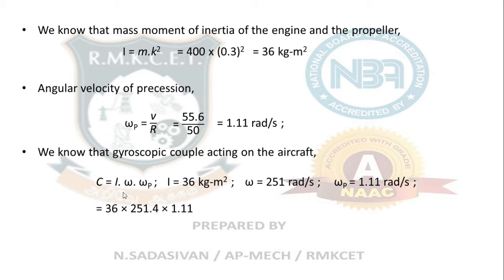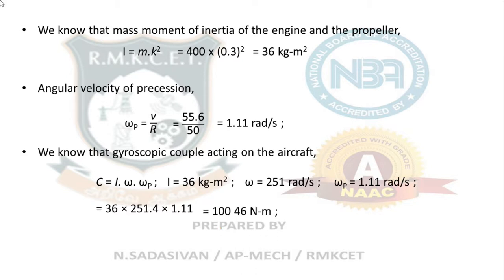So the gyroscopic couple C equals, your moment of inertia is 36, so in place of I I am putting 36 kilogram meter square. Omega is the rotor speed, angular velocity 251.4. And omega p, the precessional path traveling velocity, is 1.11. So this answer comes, this is your gyroscopic couple value.